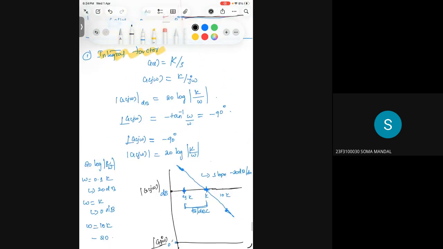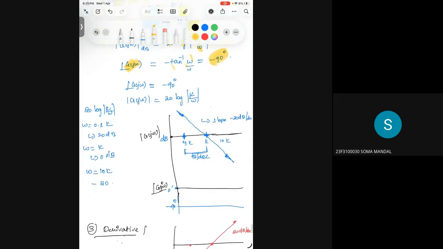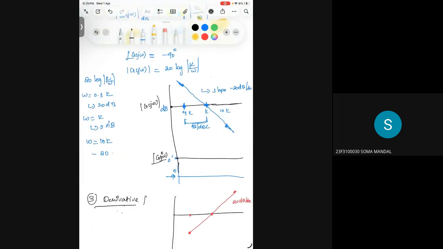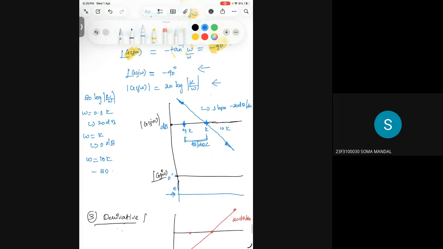So now I'm going to calculate for K by S. I'm going to put j omega in place of S, so the overall magnitude will become 20 log of K by omega. If I calculate the phase angle, it will be tan inverse of 1, so it will become minus 90, right? For 1 by j omega, the angle will become minus 90. So now this is your magnitude and this is your angle. So how will the magnitude plot look?